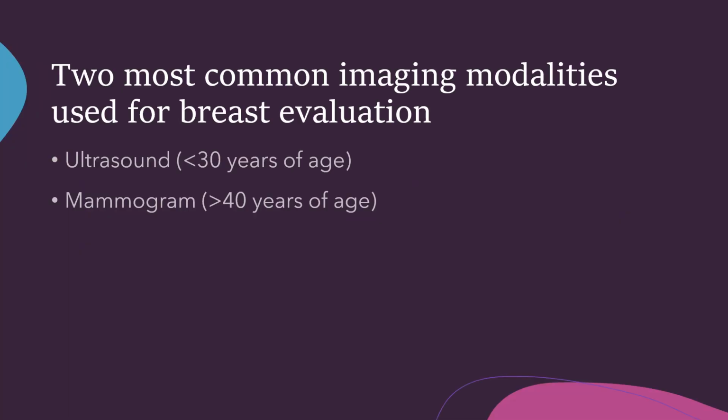So, just for some background information, we have two types of modalities that we use for breast evaluation. Number one is an ultrasound. Now, this is mostly used in women less than the age of 30. On the other hand, mammograms are used in women above the age of 40. Now, this has to do with breast tissue density. Ultrasound is more suitable for dense breast tissue, which is the case in younger women, and the opposite applies to older women.